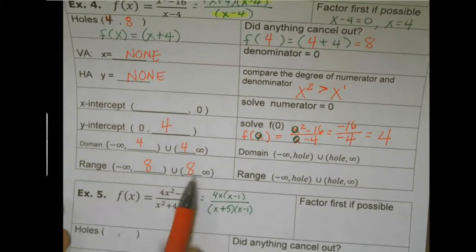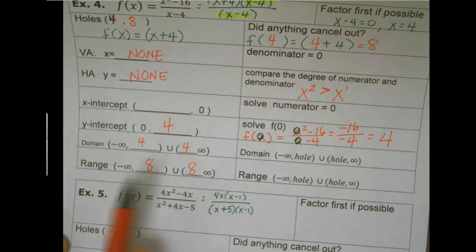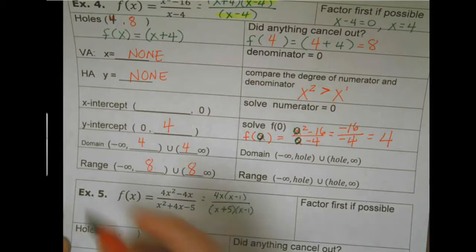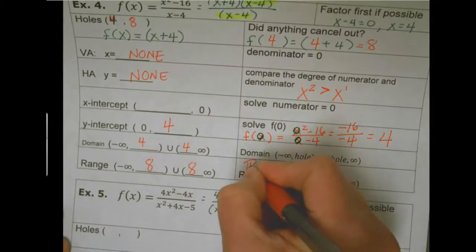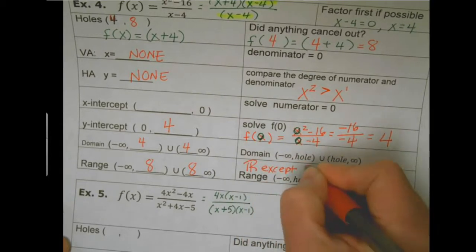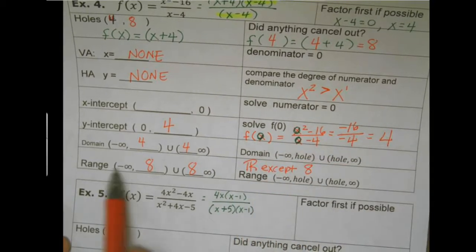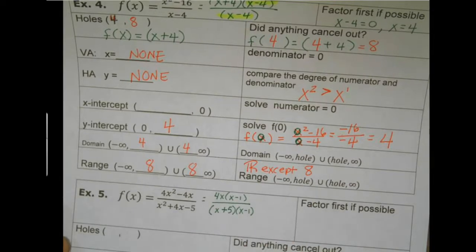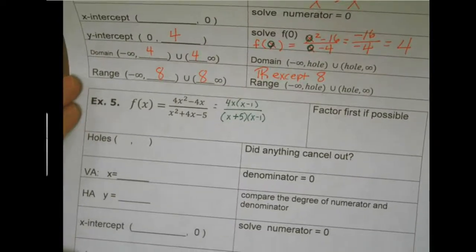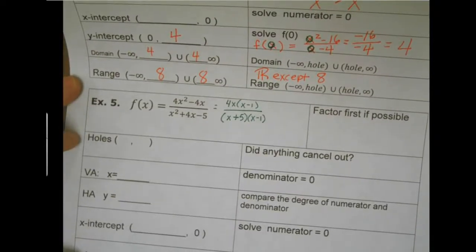The range is going to be everything except the hole. When it's something pretty simple like this, you could probably go ahead and write that in interval notation. Or you can write all real numbers except 8. You can write it this way or you can write it that way. Either one is acceptable. Okay, so we done there?